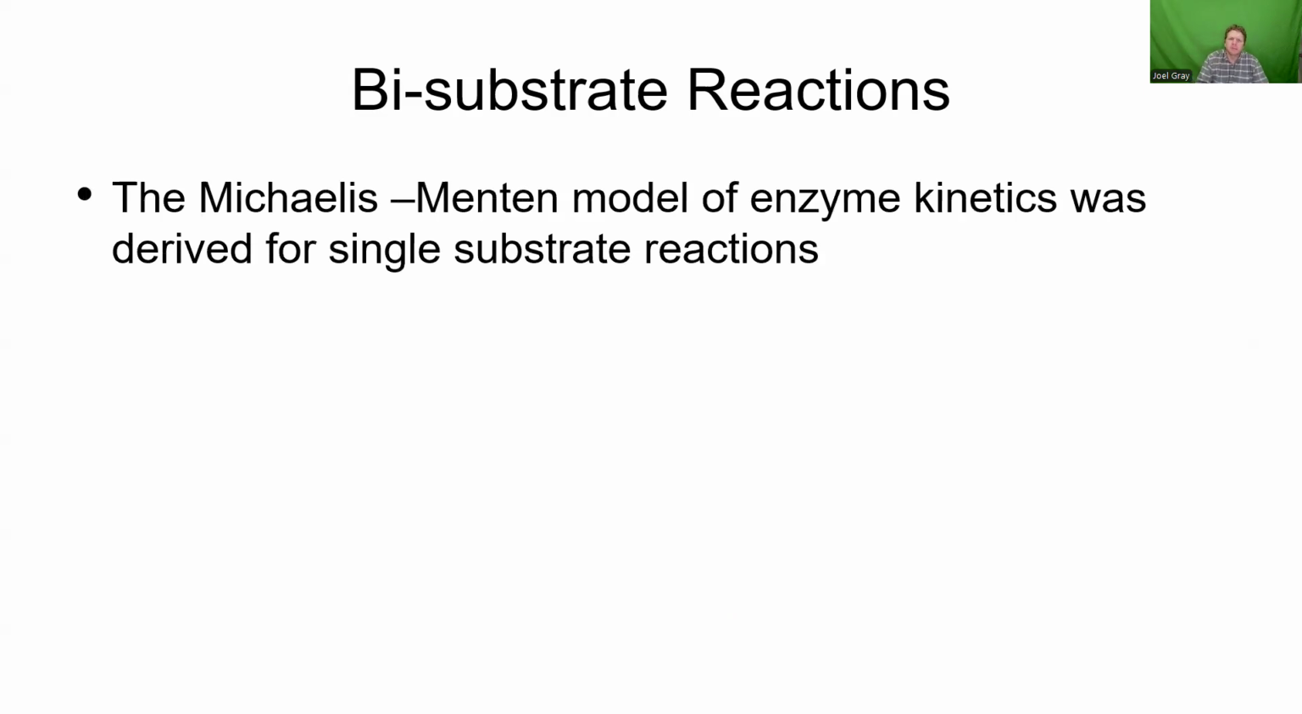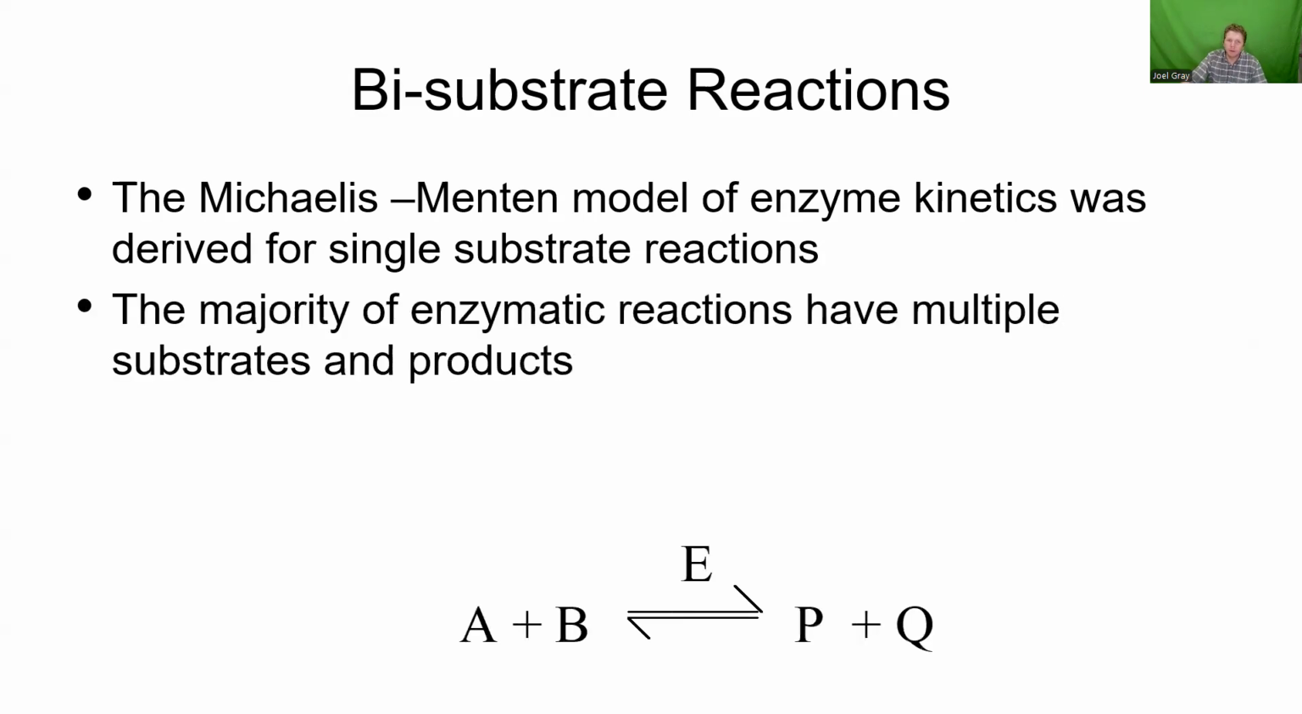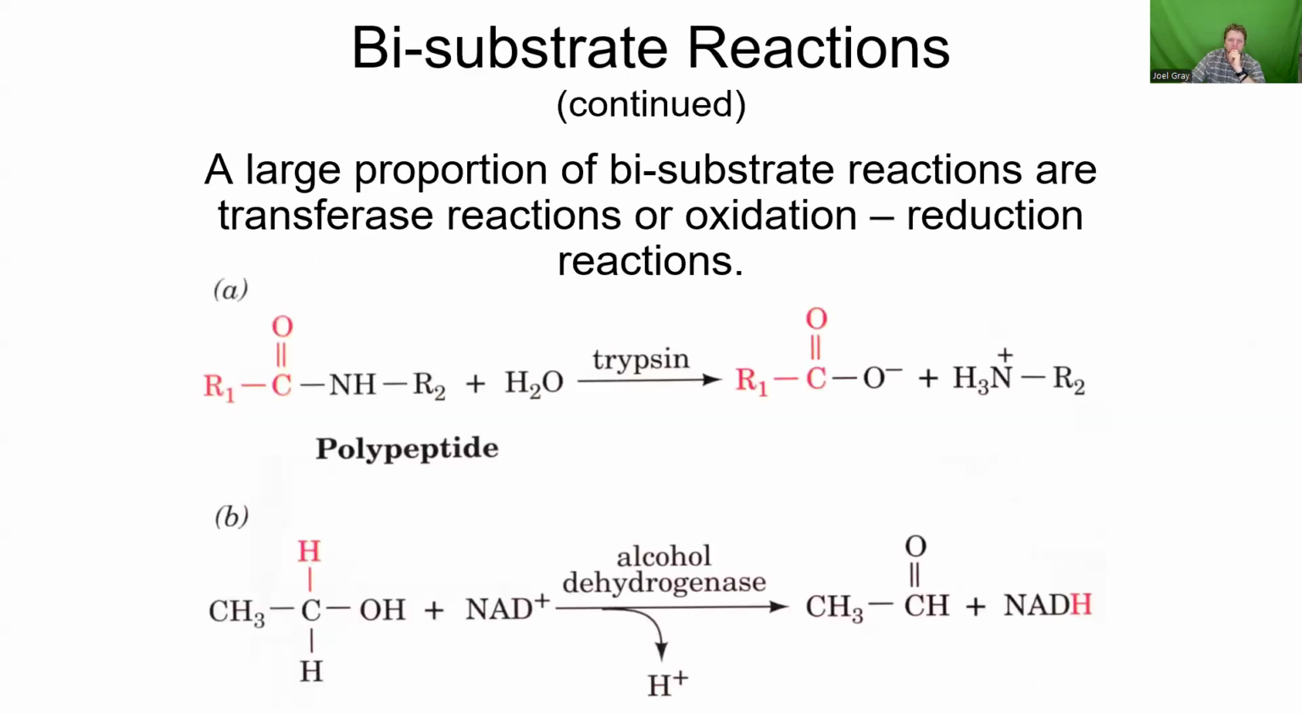Well, the Michaelis-Menten model of enzyme kinetics was derived for a single substrate. Okay, makes sense. So there's nothing wrong about that. But how do you contort it? Well, the majority of enzymes actually have multiple substrates and products. And so you have to be able to fit these bi-substrate reactions to a unisubstrate Michaelis-Menten model.